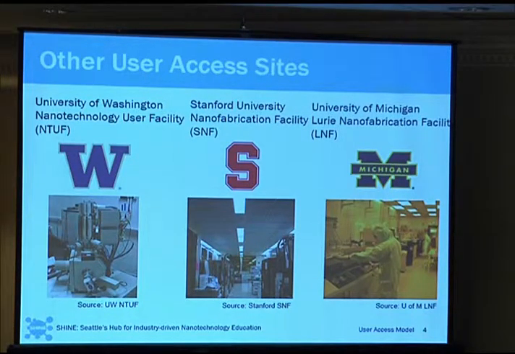So user access sites are sites which house specialized equipment which can be rented by the hour by industry or outside users. Probably most of you are familiar with these three institutions, the University of Washington, Stanford, and the University of Michigan. These three institutions have user access facilities. These user access facilities include clean room facilities, include electron microscopes and transmission electron microscopes.